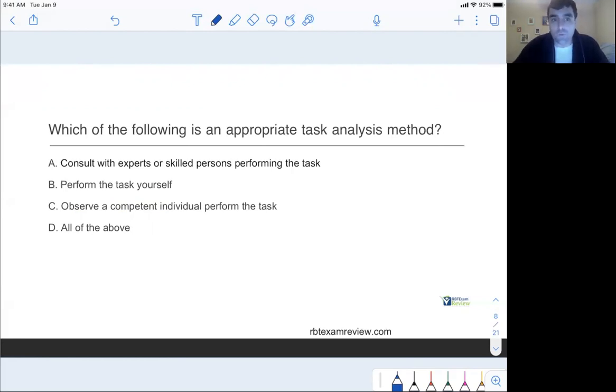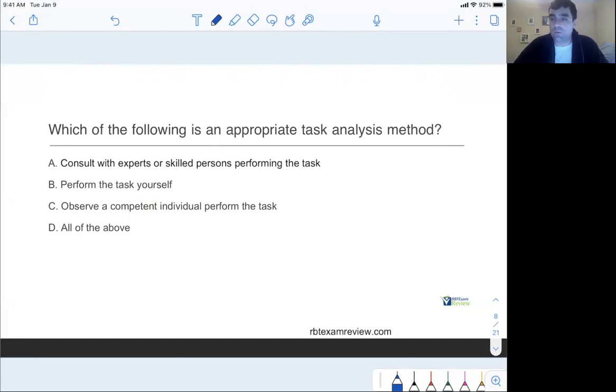A, consult with experts or skilled persons performing the task. So you want to teach somebody to cook, okay? You go and ask an expert. You go and ask Gordon Ramsay, right? He could probably break down that task, okay, in a very appropriate way. So A looks good. B, perform the task yourself.